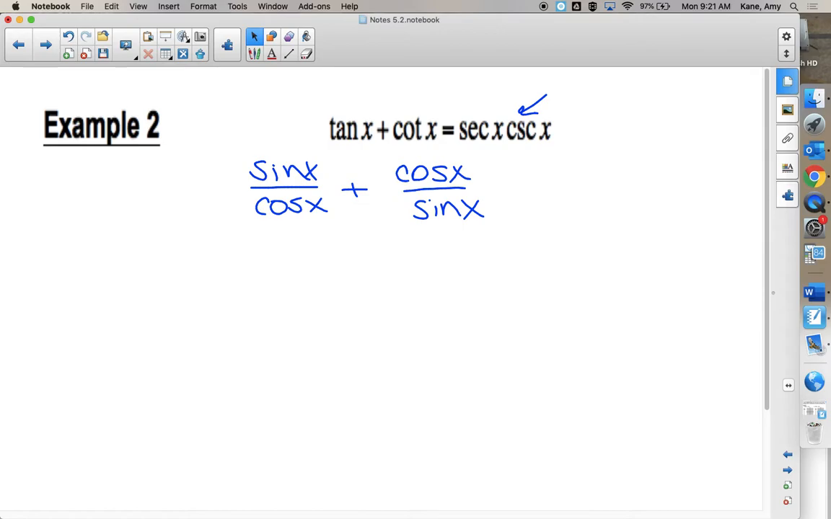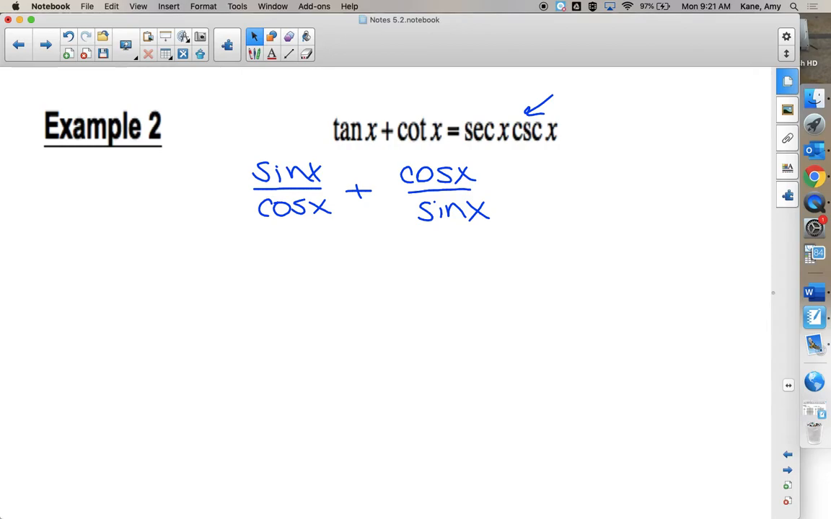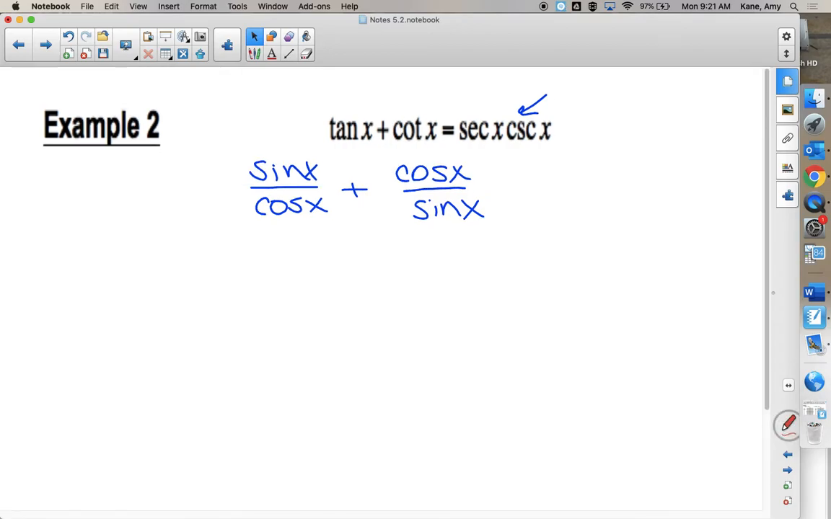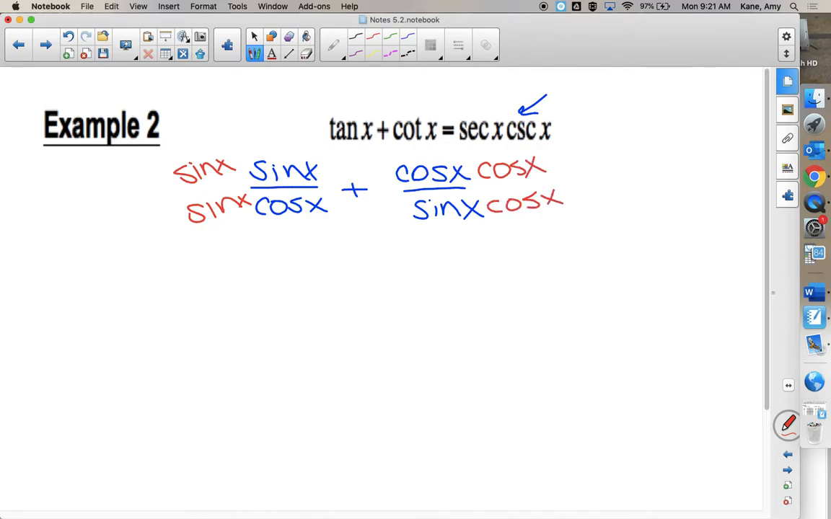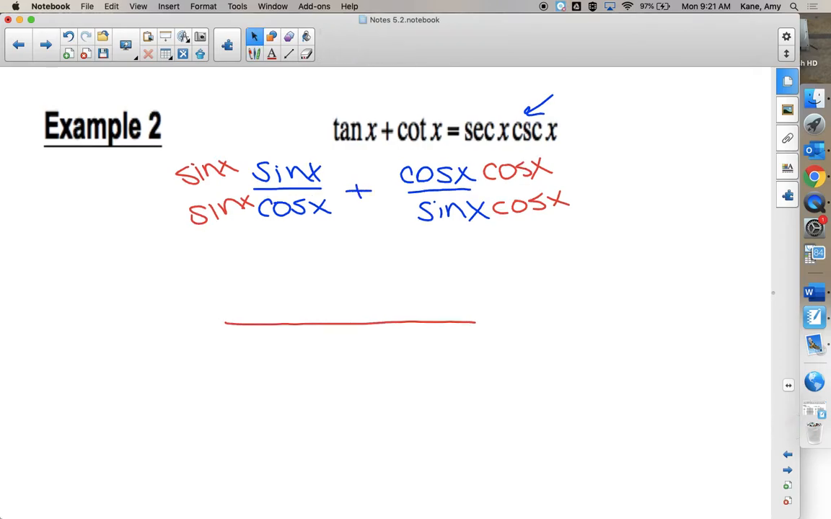Then I made them have a common denominator. So for the sine over cosine, I multiplied the bottom by sine and top by sine. Nice. And for the other one, I multiplied the bottom by cosine and top by cosine. You got two fractions you're trying to add together, so we have to get a common denominator. One has a sine in it, the other has a cosine, so we need to use that information. So now we have sine times sine, which is sine squared.